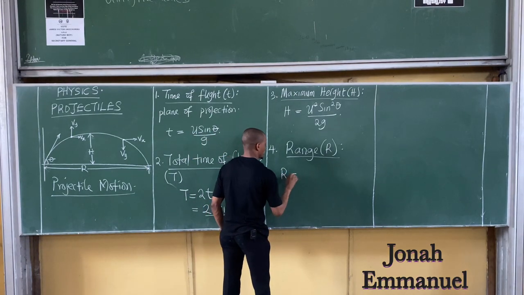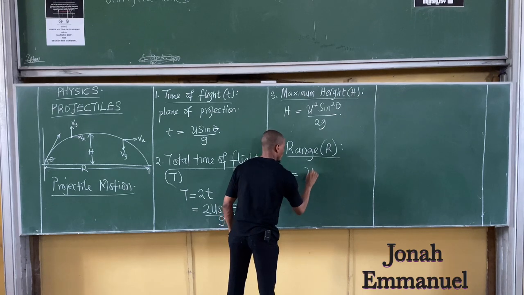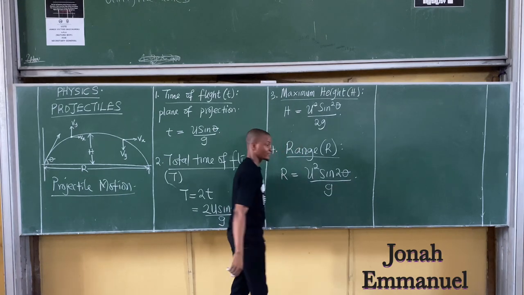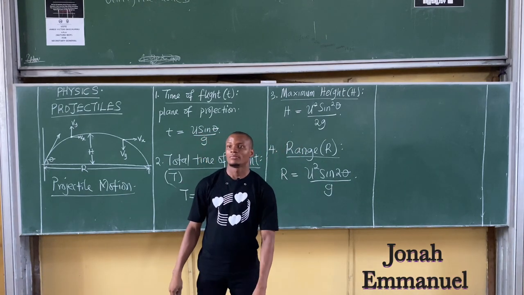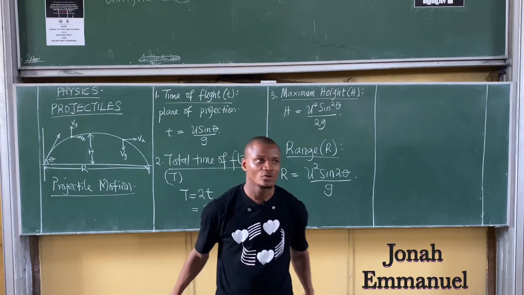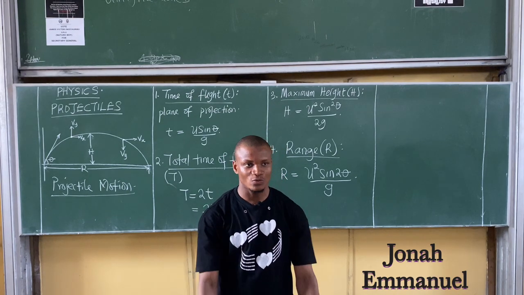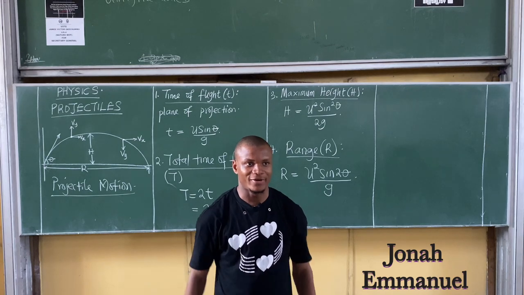Mathematically, R is equal to u squared sine 2 theta all over g.